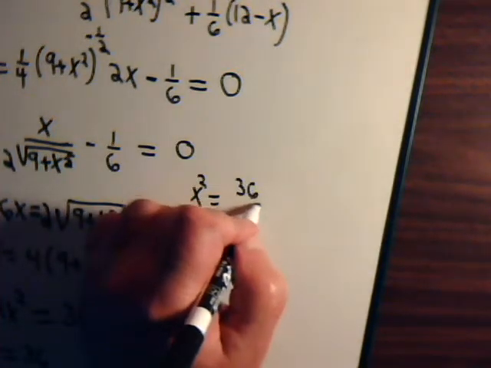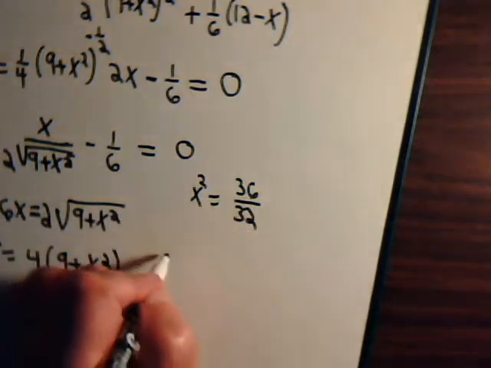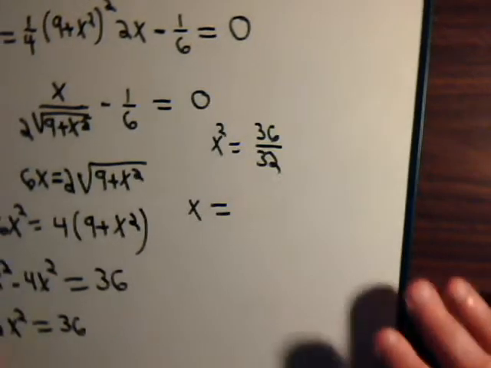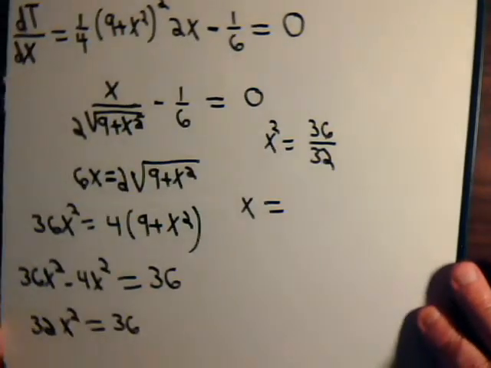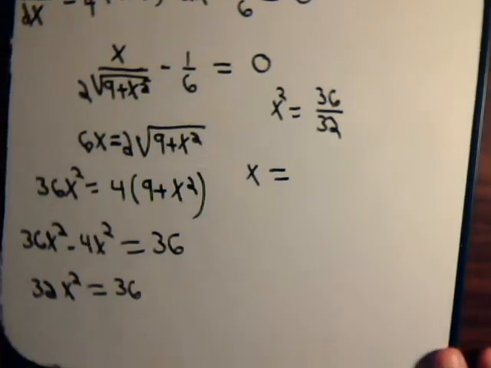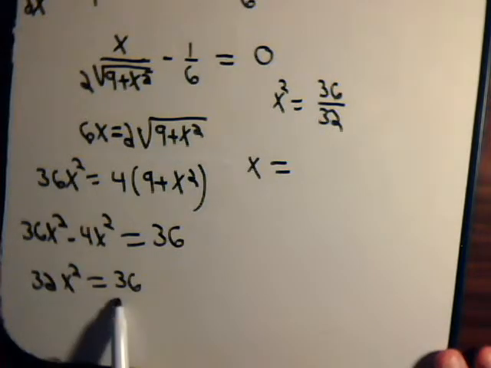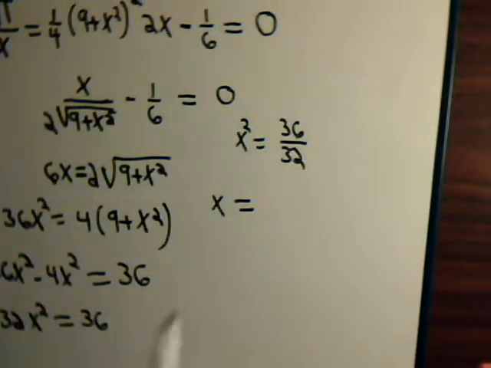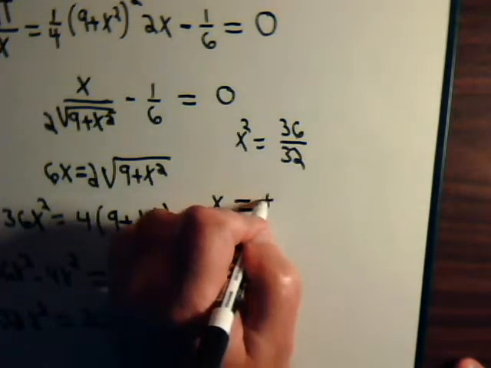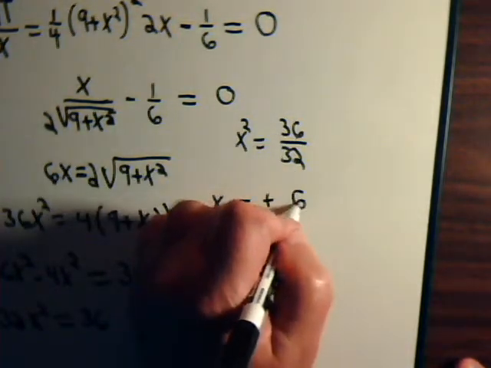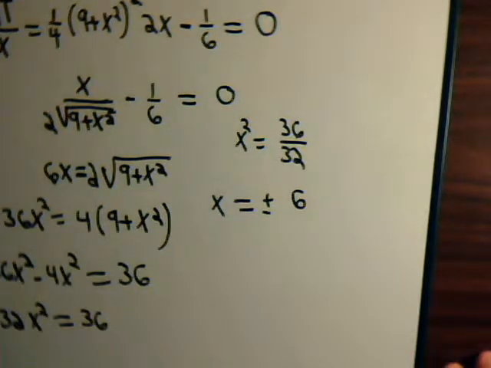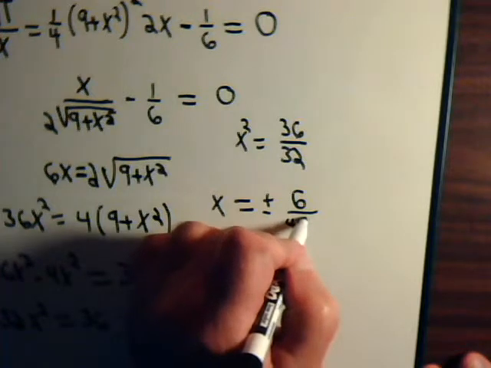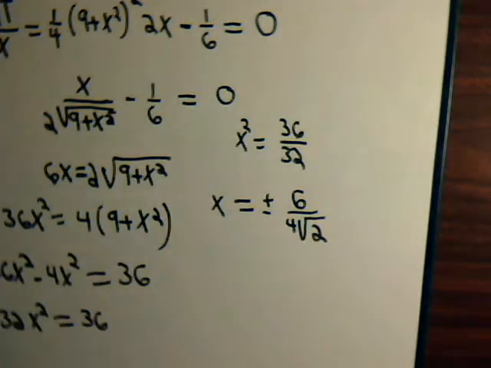equals 36 divided by 32. Here we had, from here, 32 times x squared is 36, so there's x squared. Now let's take the square root. That will be plus or minus 6 divided by the square root of 32. The square root of 32 is 4 times the square root of 2.